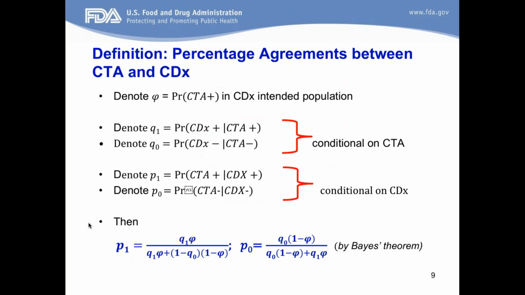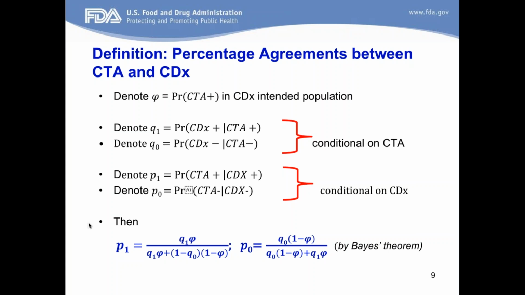So that's a discordant result between CTA and CDX. In the next slide, I'm going to talk about the definition of agreement between CTA and CDX. Depending on which result you're conditioning on, there are two sets of agreement. The first set of agreement we call PPA and NPA, which I denote as Q1 and Q0. The second set we typically call PPV and NPV. This is conditional on the CDX. In my talk, I denote these as P1 and P0.